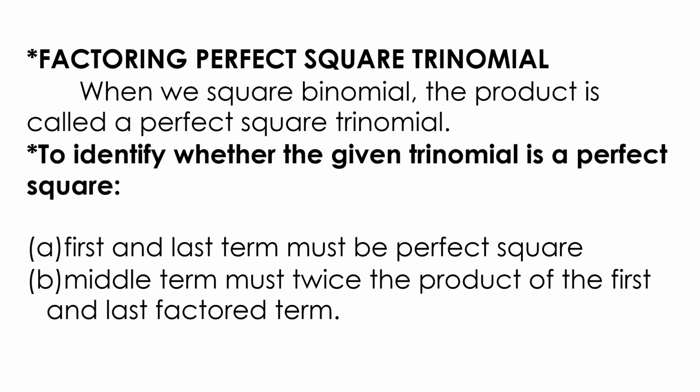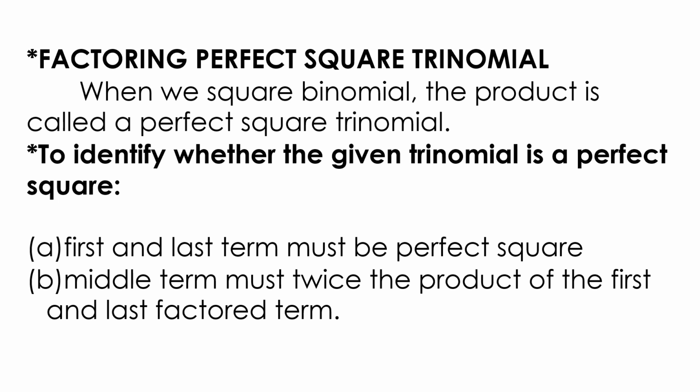Next, factoring perfect square trinomial. When we square a binomial, the product is called a perfect square trinomial. A trinomial is a polynomial with 3 terms, and a binomial is a polynomial with 2 terms. Okay, to identify whether the given trinomial is a perfect square, the first and last terms must be perfect squares.